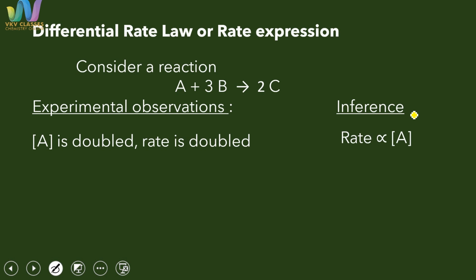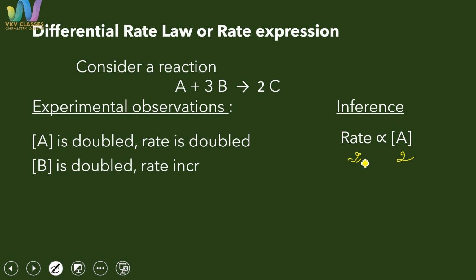So we say rate is proportional to concentration of A, because when A is doubled, rate also is doubled. So we have rate proportional to concentration of A.